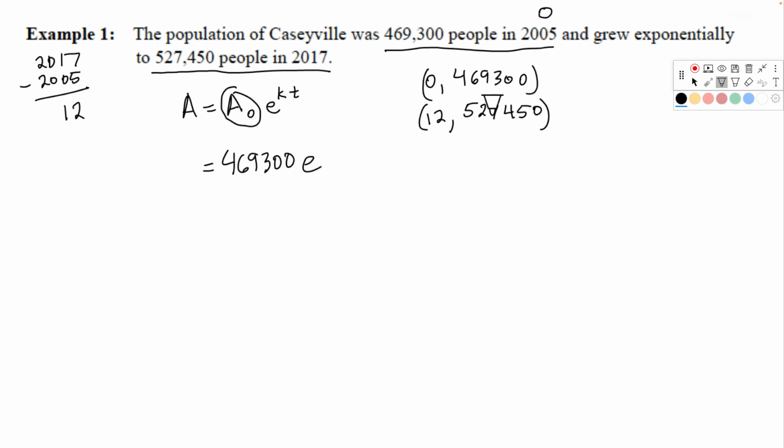How can we figure out what K is? Well, we've got this point. What variable is this 12? It's a T variable. And what is this number here? It's an A, an output. Then we'll have an equation with everything here except for K.